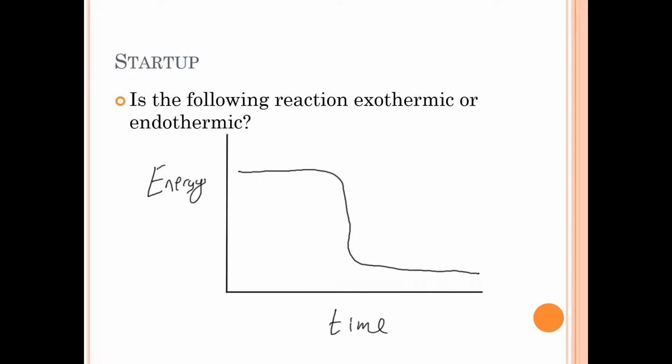But first, let's do a quick startup activity to remind us of what this diagram means. In this diagram we have our reactant energies here, and we have our product energies here. Based on what's been drawn, decide whether this is an exothermic or an endothermic reaction. We'll let you know at the end of the lesson if you're not quite sure.